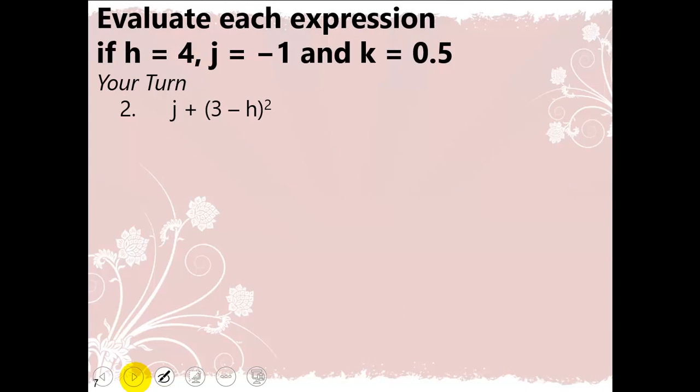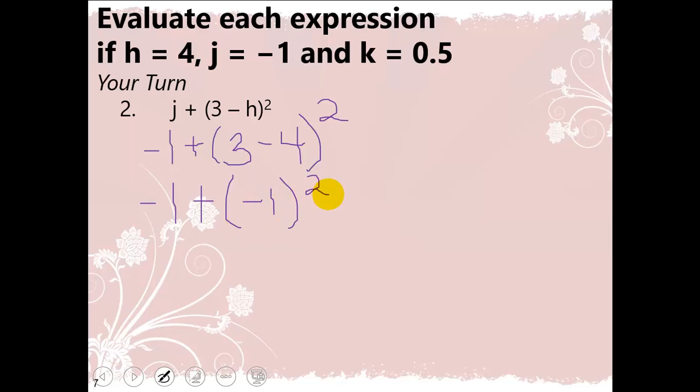Right, let's try this one. We're going to plug in negative 1 for J, 4 for H. Negative 1 plus 3 minus 4 is negative 1. Now I square that. That gives me positive 1, and then negative 1 plus 1 is 0. Okay?